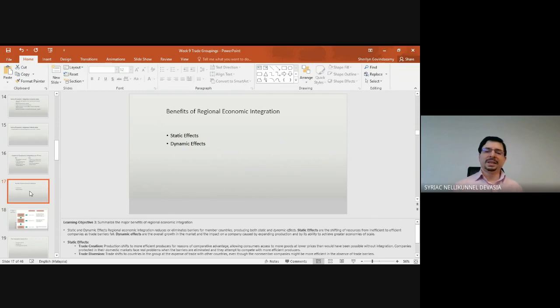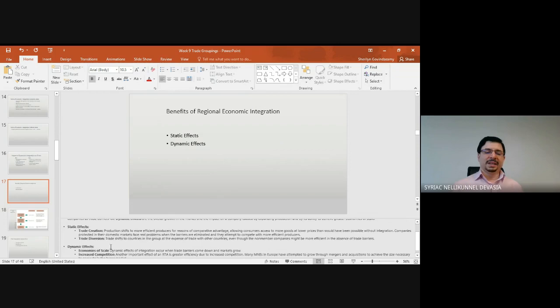So look at the static effect and dynamic effect in terms of benefits. Okay, the static effect: we have something called trade creation, production shifting to more efficient producers for reasons of comparative advantage, which means, let's say you have economic integration in the European Union, but there itself, if you find that there are countries which are offering more qualified, talented and educated people with low pay scale or salary, they might move their company from country A to country B. It's a possibility.